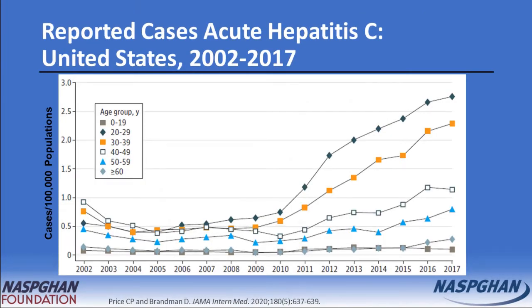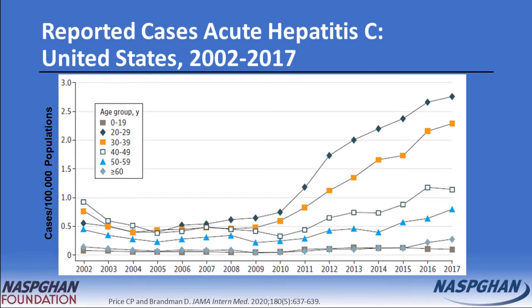The U.S. Preventative Services Task Force has recently changed their recommendation for screening in adults. This figure is pulled from an explanation of that. On the x-axis, we have time in years, on the y-axis prevalence, so cases per 100,000 population. And what you can see at 2010 is that we have a skyrocketing incidence of cases in 20 to 29-year-olds and 30 to 39-year-olds. And this correlates with the opioid epidemic in the United States.